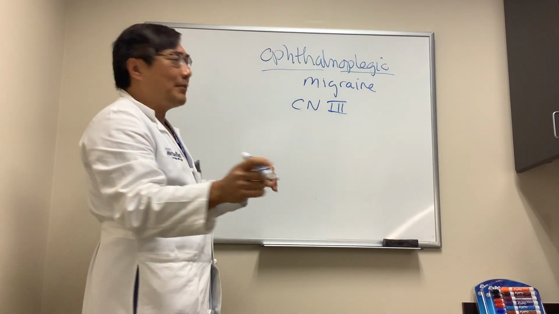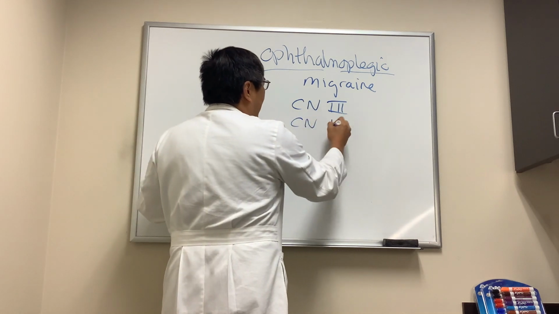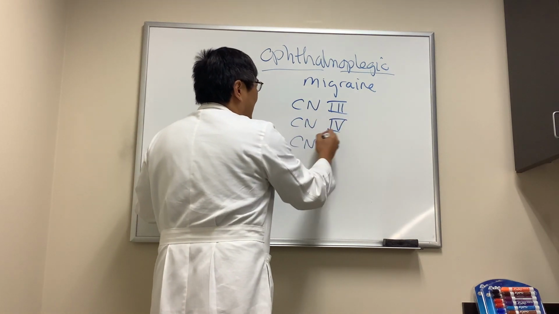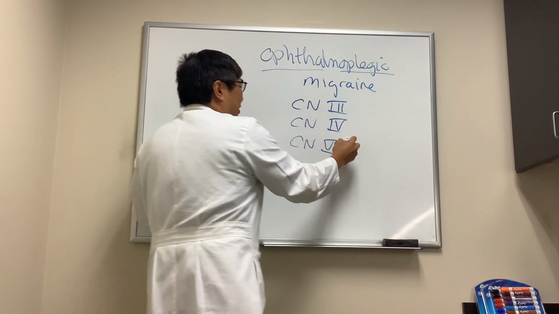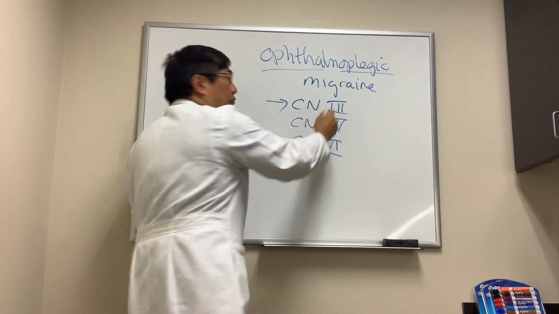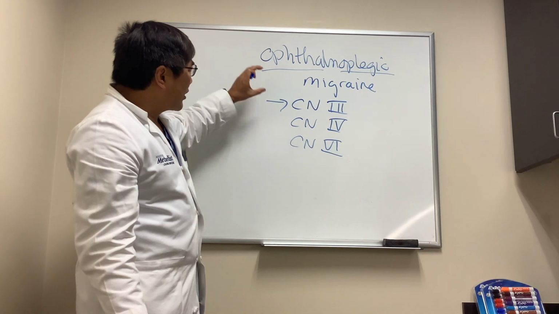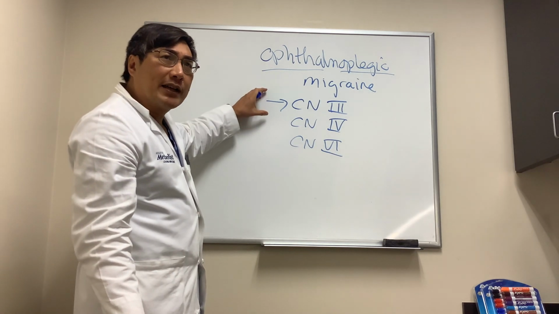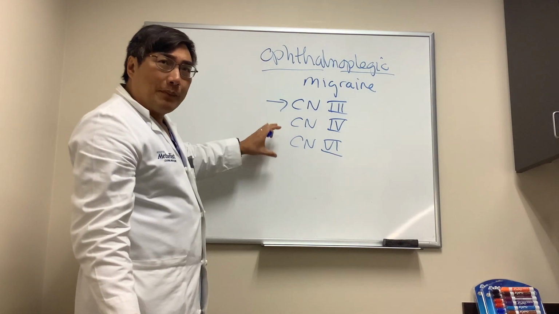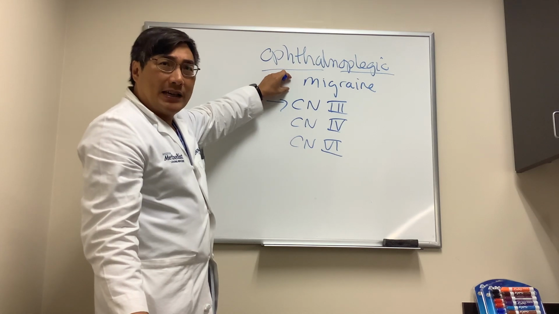Ophthalmoplegic migraine can look like a cranial nerve 3 palsy with ptosis and the eyes down and out, exotropia and hypertropia, or it can look like a cranial nerve 4 or a cranial nerve 6, but usually it's 3 or 6, and of the two, 3 is the most common. So it's going to be a chronic, recurrent, and then resolving cranial neuropathy in a migraine patient.